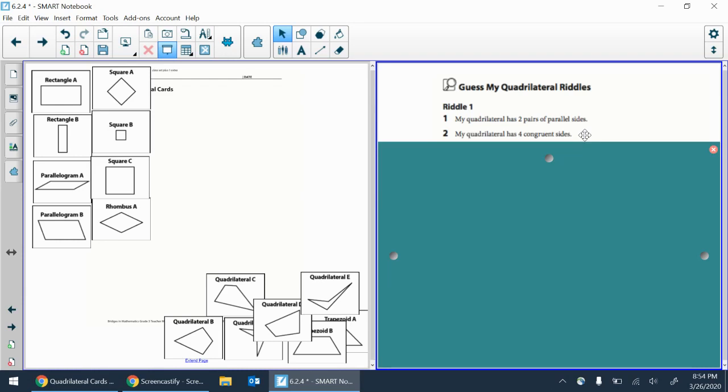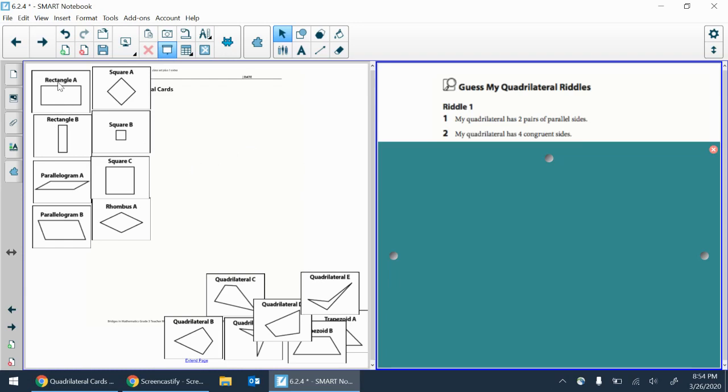Congruent is on those yellow pieces of paper with the vocabulary cards. So take that out and see if you can find the word congruent and find out what that means. Congruent means that it is the same size and shape. So I'm looking for something that has the same sides and the same shape.